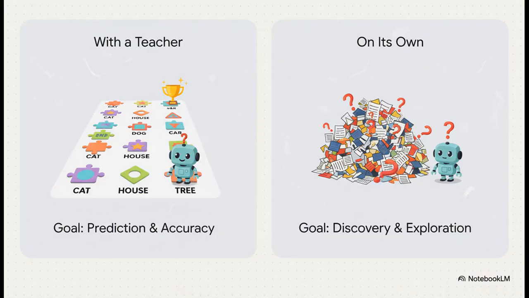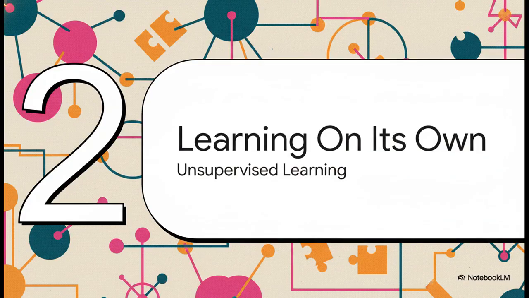So learning with a teacher is fantastic, assuming you have that perfect labeled data set. But what happens when you don't? What if your data is just a giant, messy, unlabeled pile of stuff? Well, that calls for a completely different playbook, which brings us to method number 2. In this situation, the machine is basically thrown into the deep end. There's no answer key, no teacher, nothing.